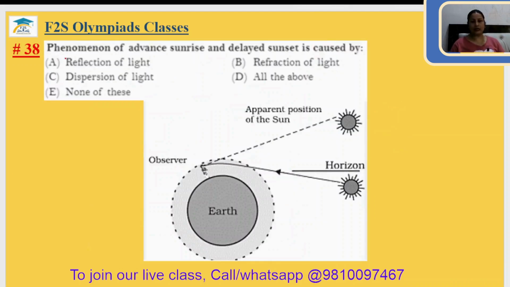Question number 38. Phenomenon of advanced sunrise and delayed sunset is due to. Advanced sunrise means the sun is below the horizon like this, but if we see, it looks like it is above the horizon, meaning we can see the sun without it reaching this position. Okay, so why does it happen? Due to the refraction of light. Actually, due to the refraction, the light rays bend and reach our eyes earlier than the actual sunrise. Okay, so 38 answer will be option B.